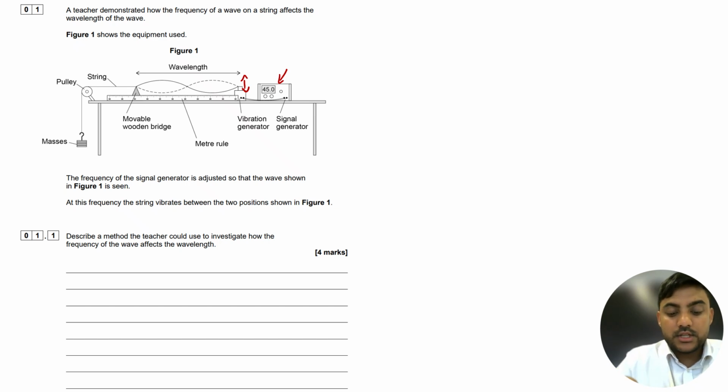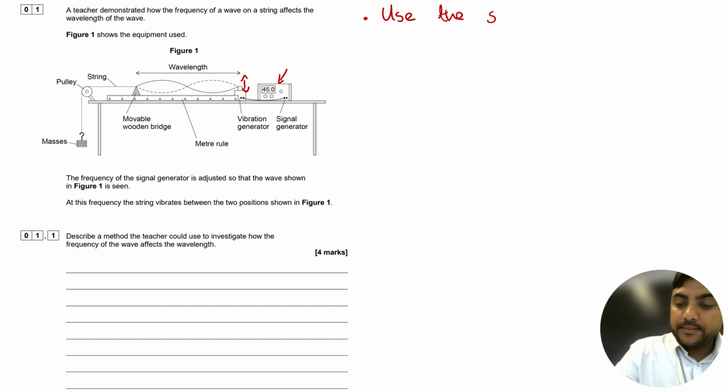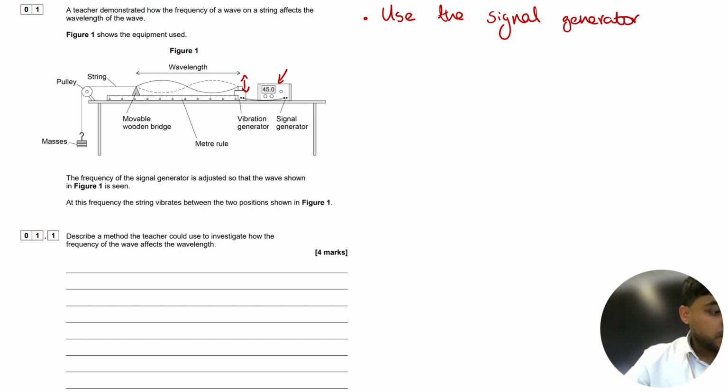It asks you to describe a method the teacher could use to investigate how the frequency of the wave affects the wavelength. Now remember, you move the wooden bridge and you measure the wavelength on the ruler. So the first thing we can do is use the signal generator to adjust frequency.